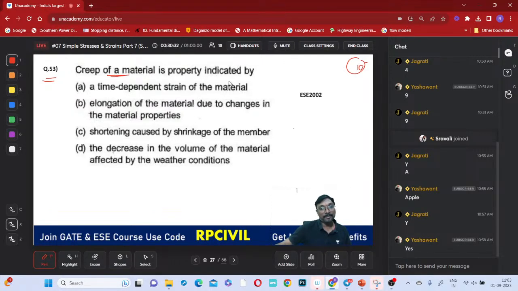Creep of a material is a property indicated by, right? What is the creep of a material? Time dependent strain of this material, elongation due to the changes in the material property. Shortening caused by the shrinkage of this member, that is not a creep, that is shrinkage only. The decrease in the volume of this material, that is also shrinkage only. Which one is a creep? Only time dependent strain. When you apply any load for a long time, even within the elastic limit, that will create permanent deformations. That is a creep, right? Shall I move to the next question, 54th question?